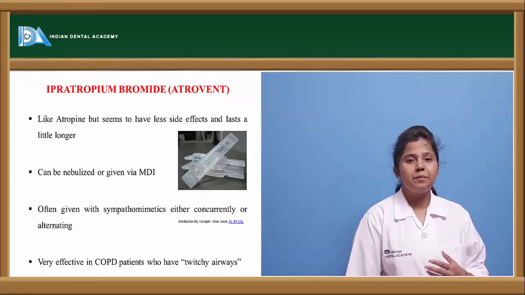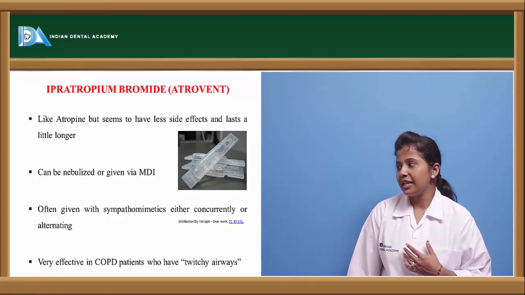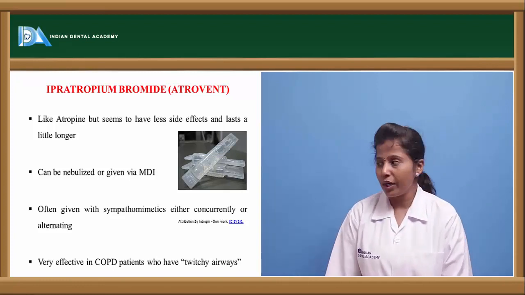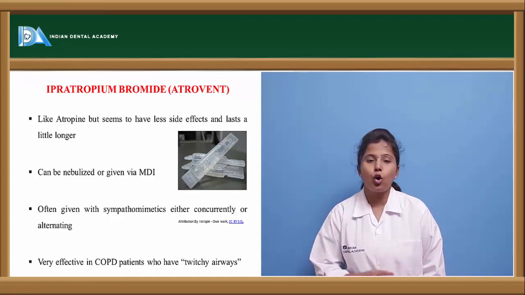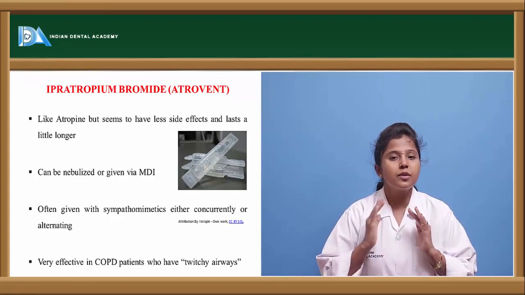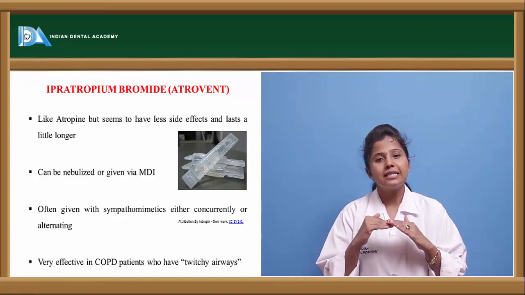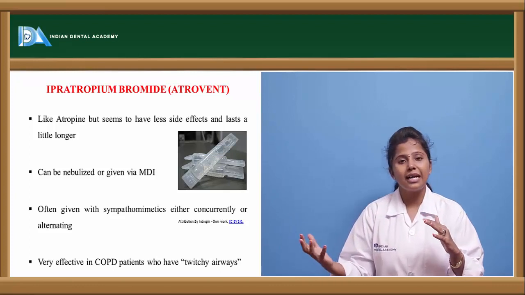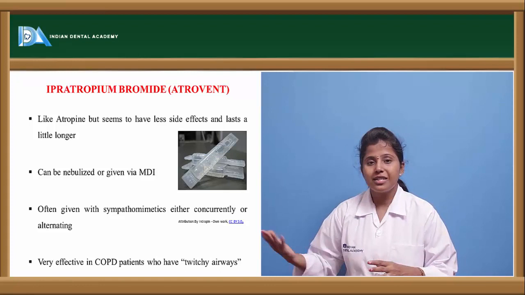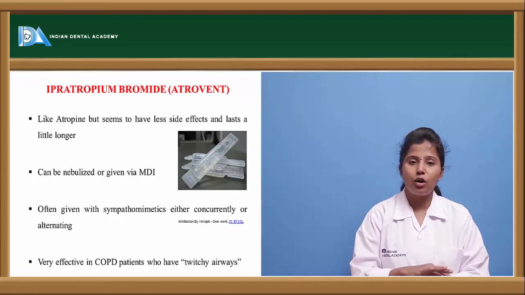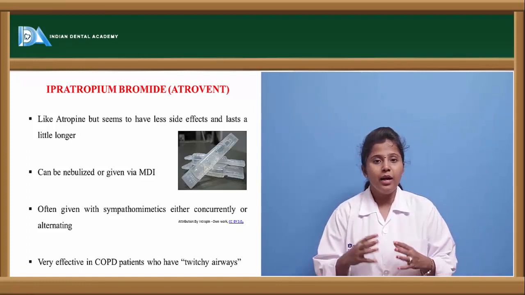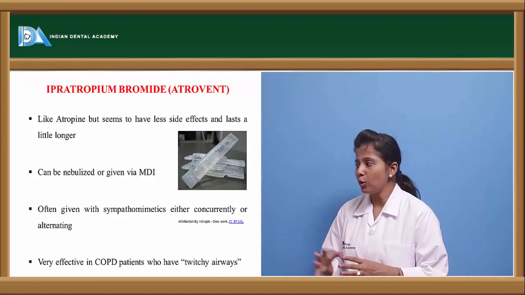The other drug is ipratropium bromide, which is marketed as Atrovent. Ipratropium bromide almost shows the pharmacological actions of atropine. As I told you, atropine is a prototype drug, and the other antimuscarinic drugs mimic the actions of atropine. So ipratropium bromide has almost all the effects of atropine, but it has fewer side effects when compared to atropine.